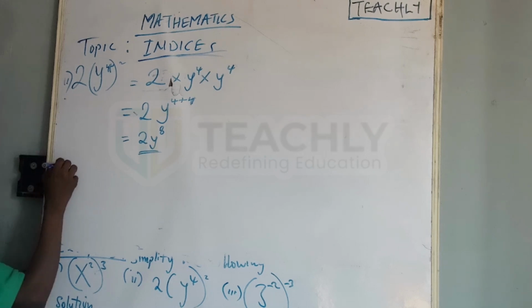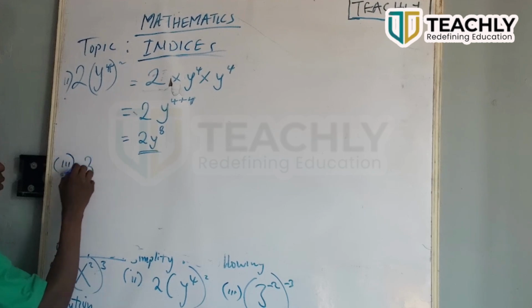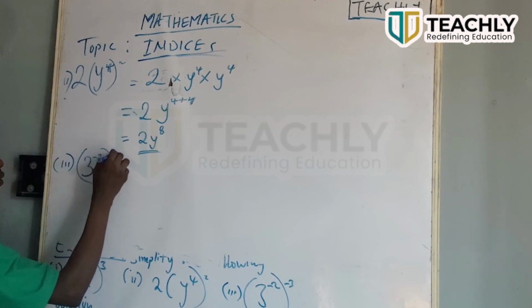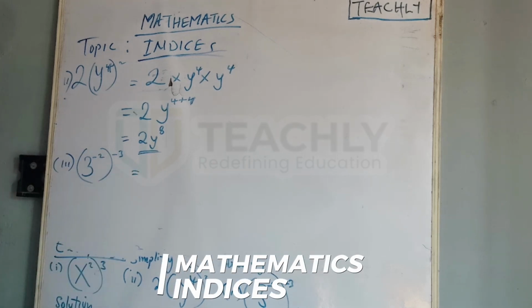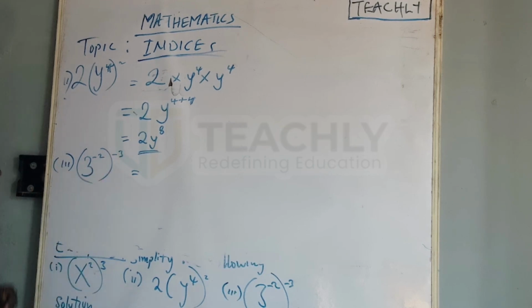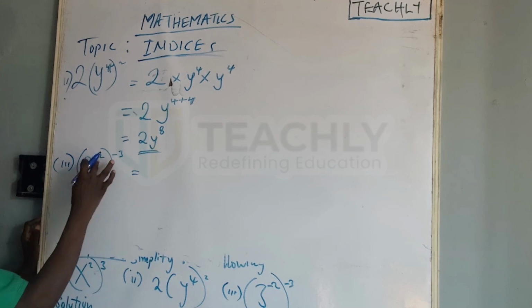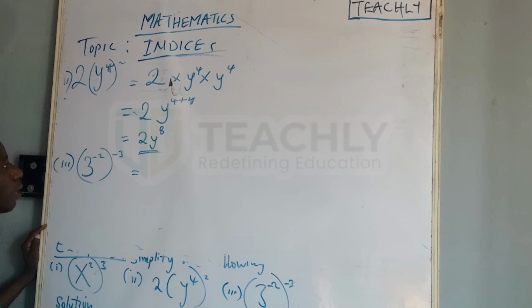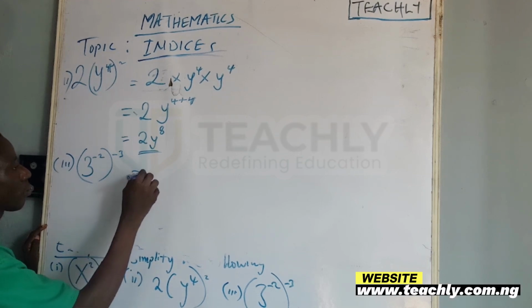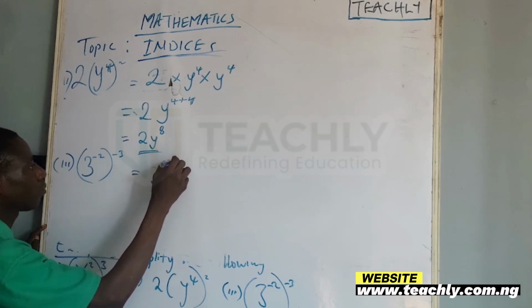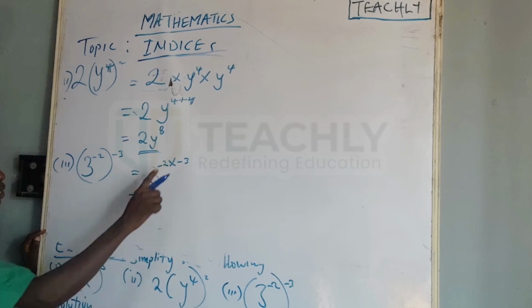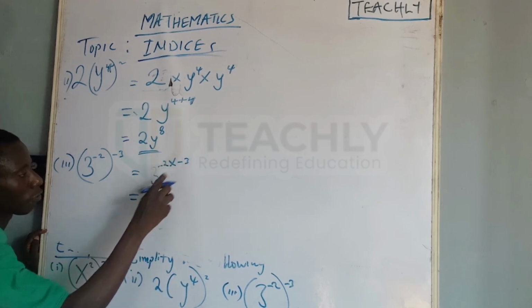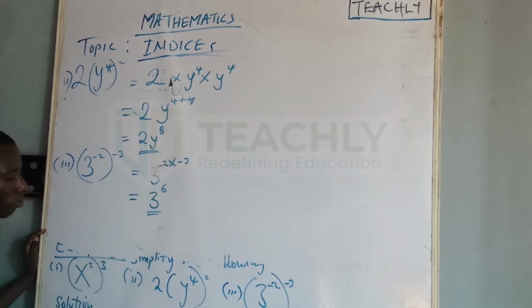Then the third one, you have e raised to the power minus 2, bracket minus 3. So here, to solve this, we can multiply the powers directly: minus 2 times minus 3. Minus times minus gives us plus, and 2 times 3 is 6. So e to the power 6 should be our final answer in this form.